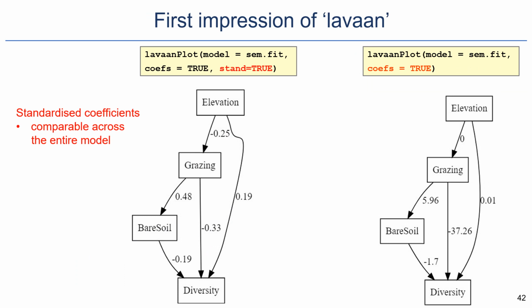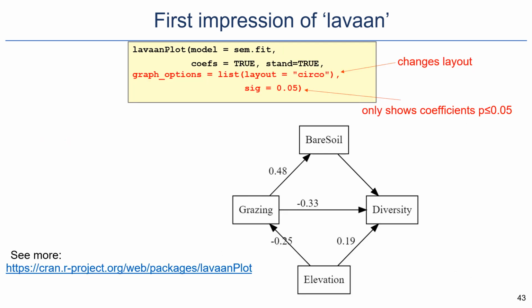If you want standardized coefficients, then you should specify the argument stand equals TRUE, and you will get the standardized ones. This is important because in many studies we use the standardized coefficients in order to be able to compare the effects across different pathways, across different links in a model. If you want your graph to look more like a circle, not like a hierarchical model, then you can change the layout using the argument layout equals circle. Also, sometimes we don't want to see the non-significant coefficients, for instance, like here. And that's why in your graph, you can specify the argument cut equals 0.05.